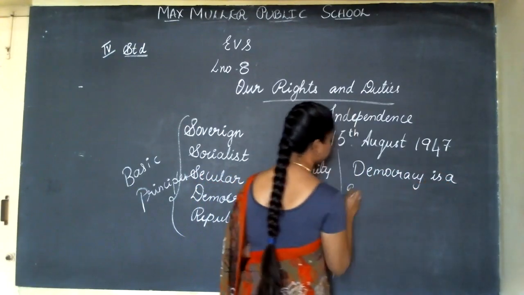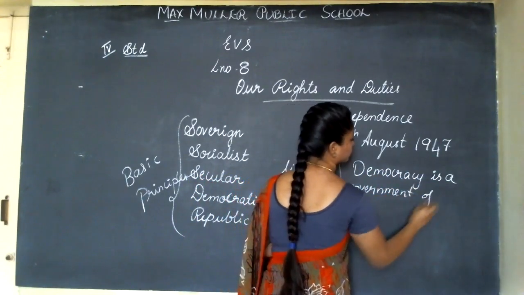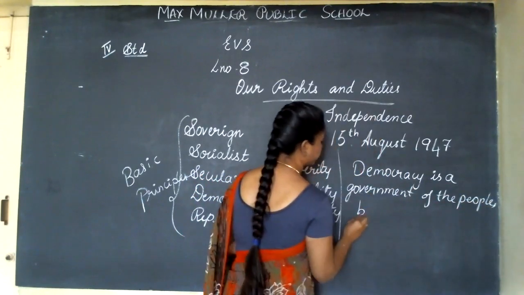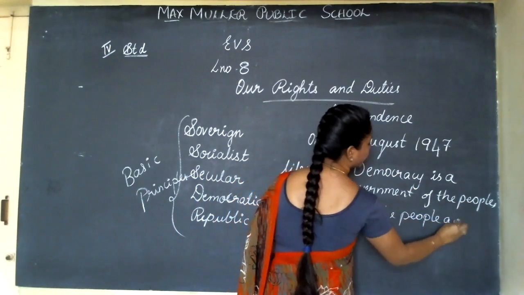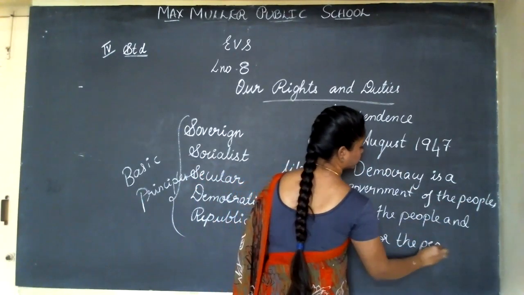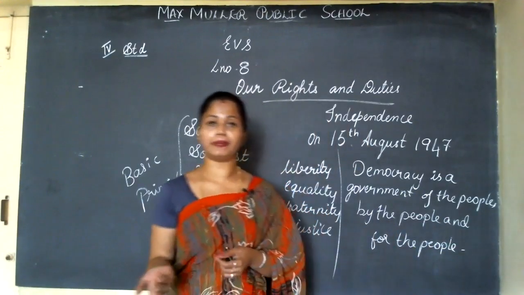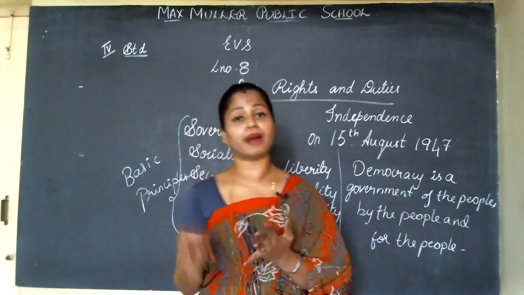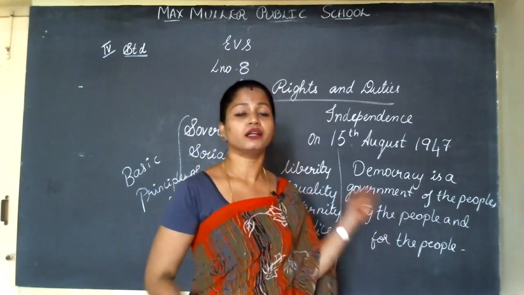Democracy is a government of the people, by the people, and for the people. It is the government of the people, and the government is elected by the people itself, and the government is working for the people itself. So it is a democratic country.